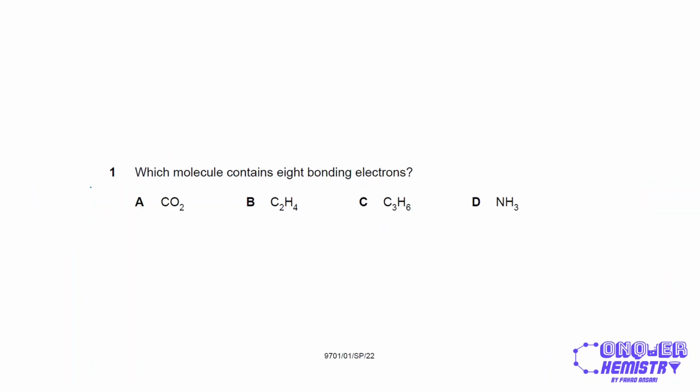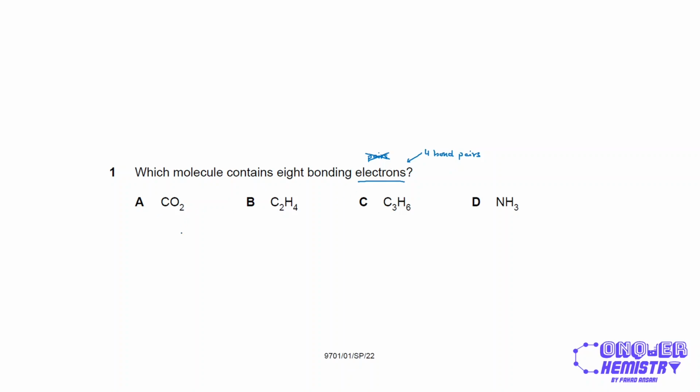So first question says, which molecule contains 8 bonding electrons? Now, this is important. It says 8 bonding electrons. And normally people get confused and they start counting bond pairs. Now remember, this is not talking about pairs, this is talking about electrons. So 8 bonding electrons actually means 4 bond pairs. Each pair has 2 electrons, and 4 times 2 will be 8 bonding electrons.